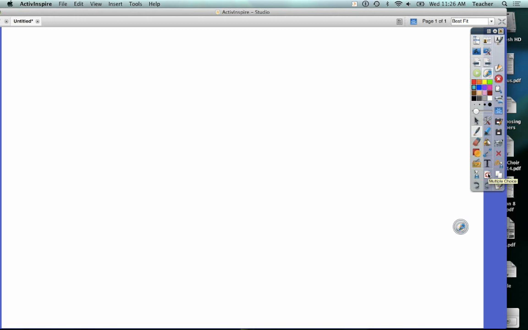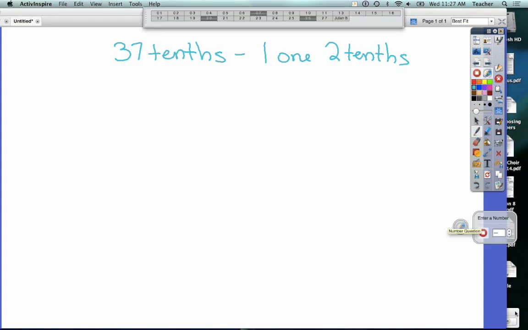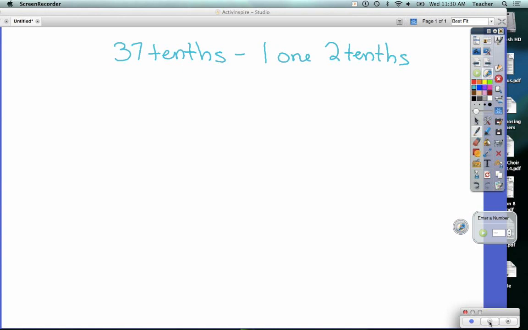Can we have you click in this answer? This is C. 37/10 is the same as, what's it the same as?